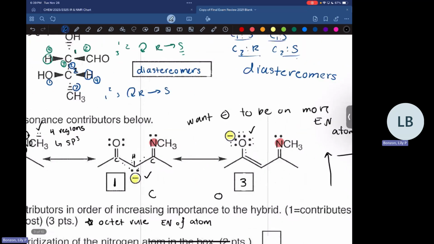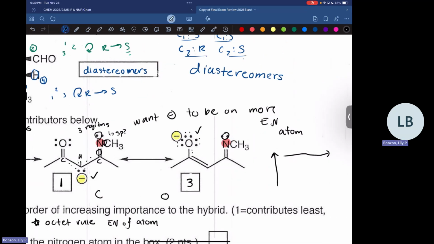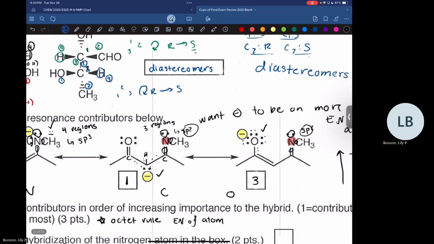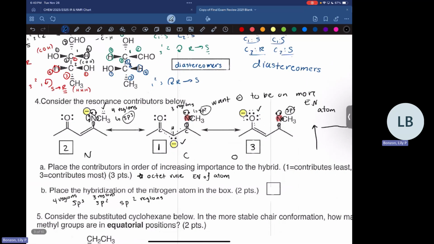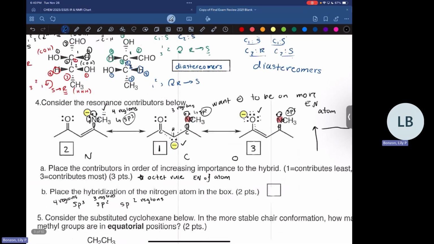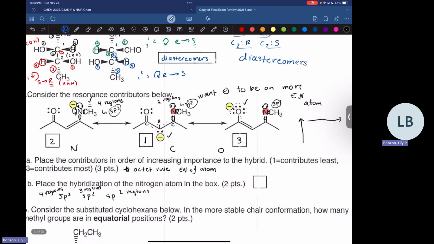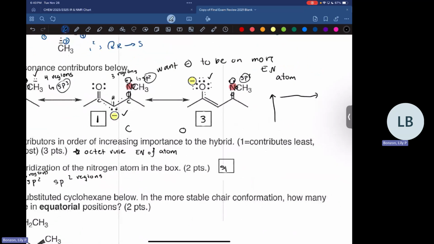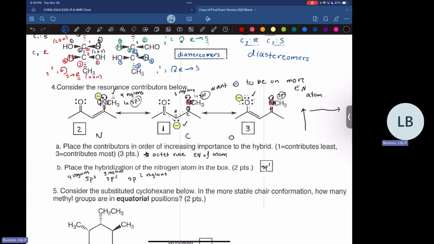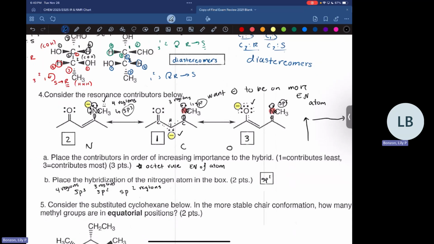In the middle, we have a lone pair, a bond to carbon, and then a double bond to carbon. So we have 3 regions, which would give us sp2. On the right, again, we have a lone pair, a bond to carbon, and a double bond. So this one is also going to be sp2. So again, you're going to go with the lowest hybridization of the resonance contributors. So our answer in the box is going to be sp2 because that's the lowest of the ones that we have. Questions on this one?